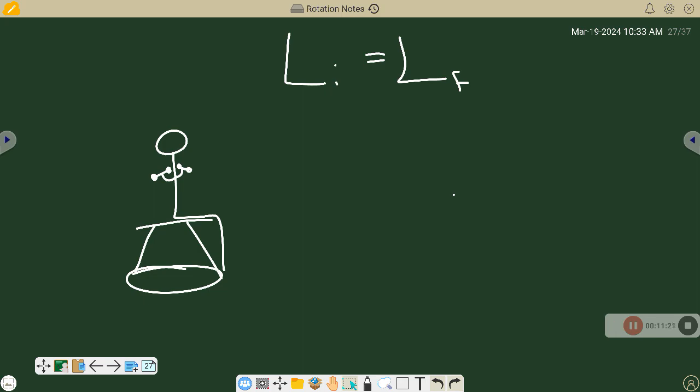What's going to happen to the rotation, the motion of this student? They're actually going to slow down. Why? Because angular momentum is being conserved. So looking at my equation up here, we're going to say that the initial angular momentum equals the final angular momentum. So check this out.